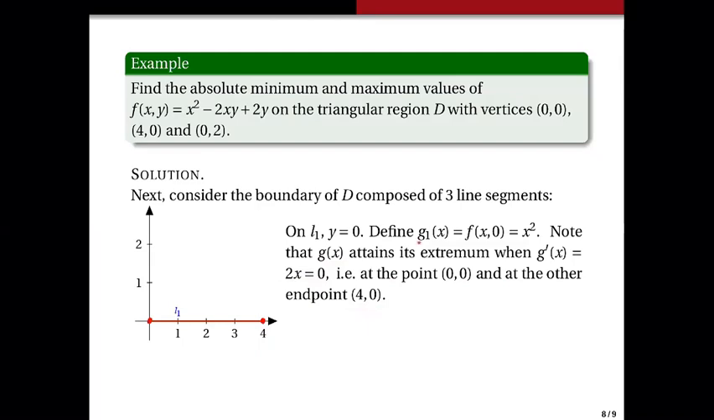So looking at this function only, at this point, you actually get a minimum. Correct? Because at the point 0, comma 0, f of 0, comma 0 is equal to 0. On the other hand, using the endpoint 4, comma 0, at x equals 4, the function is 16. So the value of this function is 16.